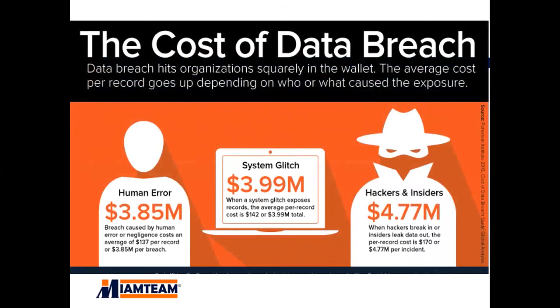Borrowing a slide from our previous session, just to give you an idea about the cause of data breach. In one study from the Ponemon Institute, the cause of data breach can be attributed to any of three root causes: human error, system glitch, and hackers and insiders. Hackers and insiders is by far the worst of the three from that study, with an average cost of $4.77 million US. This cost includes technical corrective actions, press releases, cost to regain customer trust, and company image.